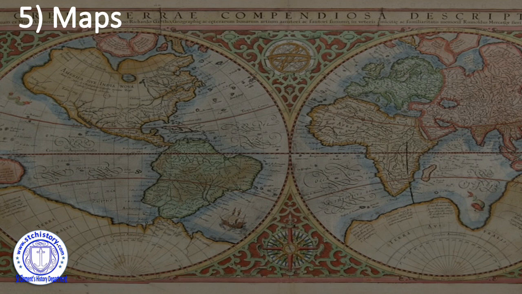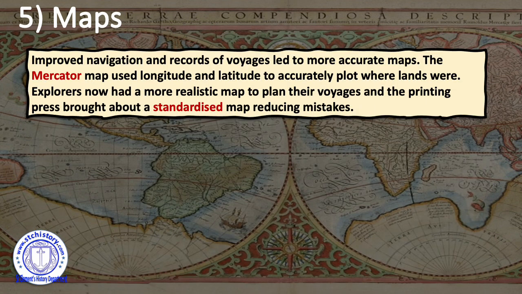But actually, the maps that we might recognise today are what developed in this period, which obviously has helped with the accuracy of the journeys. So the improved navigation and records of the voyages has led to more accurate maps being drawn. The Mercator map is what is used now, really, the invention of that, which uses longitude and latitude lines. This allows you to use your astrolabes to plot where lands were and follow the lines, which you wouldn't have been able to before.